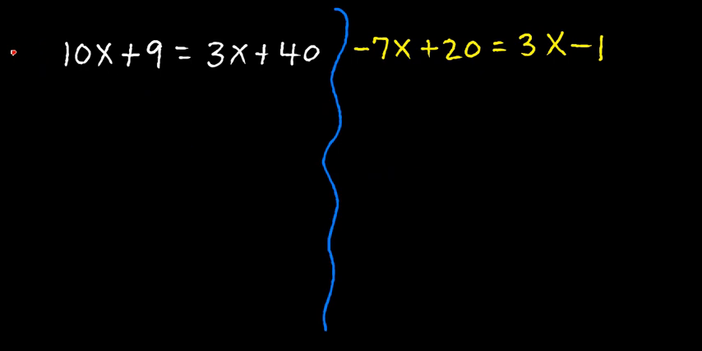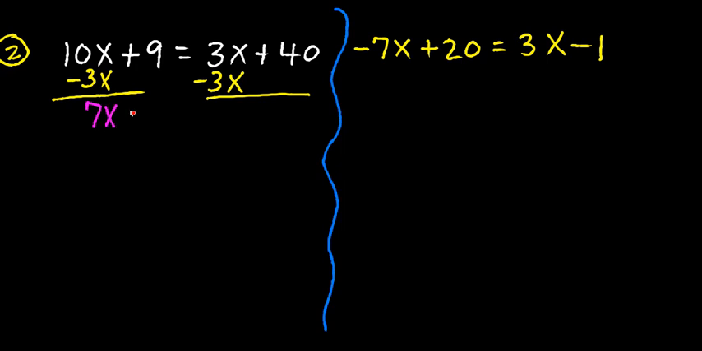Okay, this is equation 2. I'll start with this one. I want to get rid of either the 10x or the 3x. And I think I'll just go ahead and subtract 3x from both sides. Whatever I do to one side, I do to the other. 10x minus 3x is 7x. Bring down the plus sign. Equals, these two cancel out, and so I can bring down my 40.